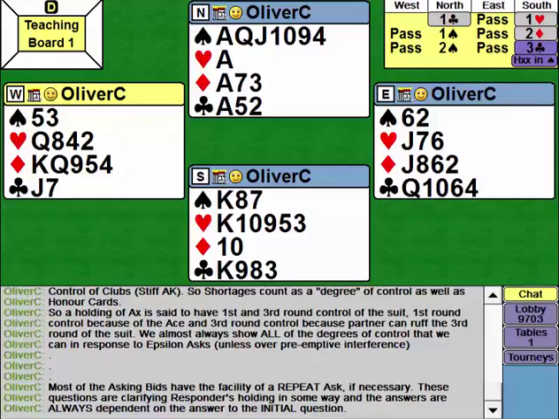Okay, so most asking bids have repeats of some sort or other. But sometimes those repeat asks are actually a different asking bid. And when I say repeat asks, I'm normally talking about repeat asks in the same suit. But we can have repeat asks in a different suit, which are almost always a different asking bid. And again, we'll come to those in more detail when we get to those specific asking bids.